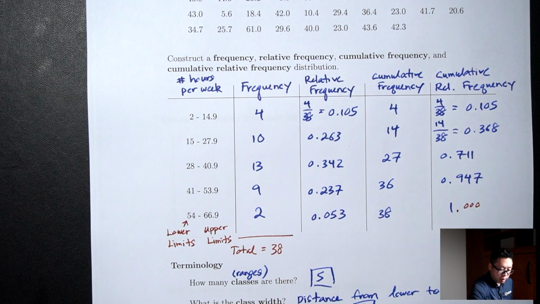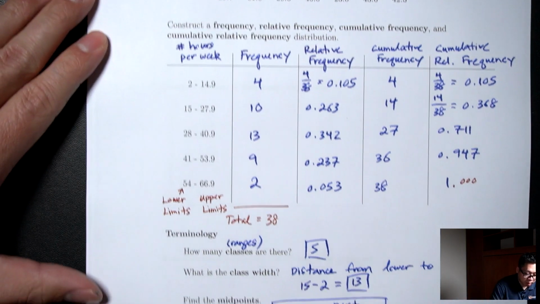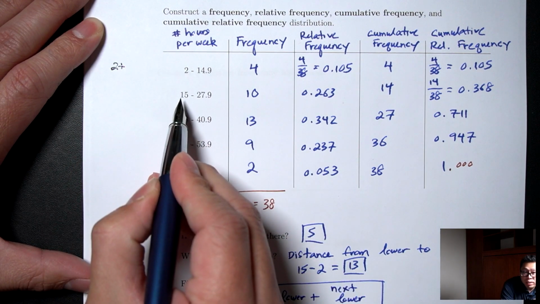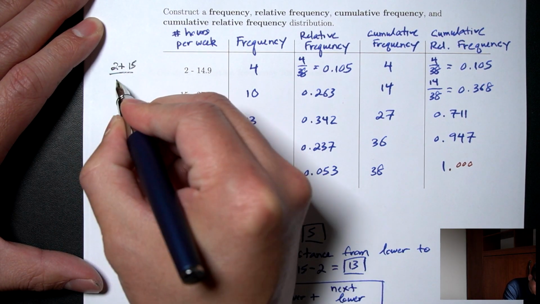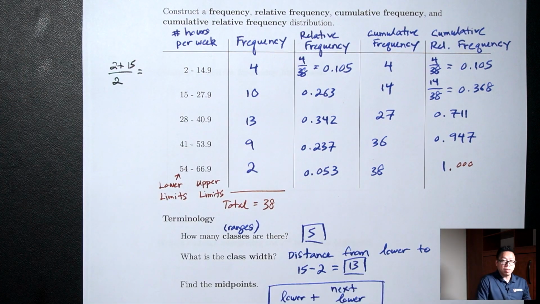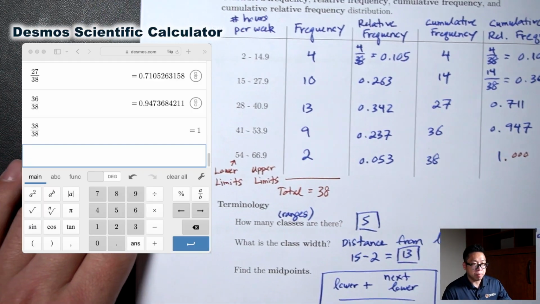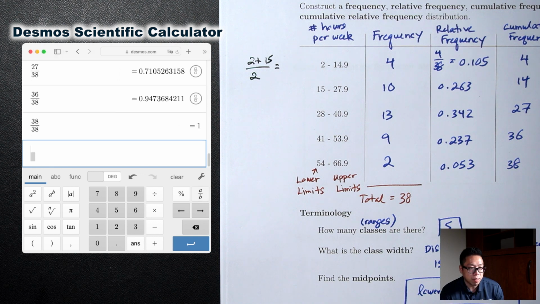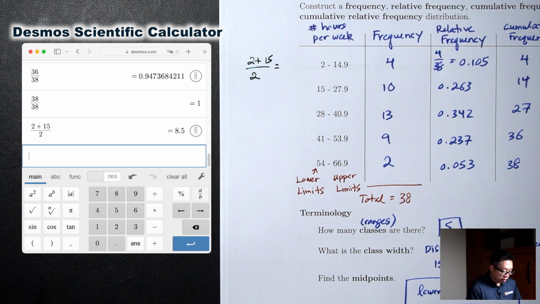The first one, lower plus next lower divided by 2. So that means I'm going to do lower, so 2, plus the next lower, 15, divided by 2. All right, let me take out my calculator. I recommend using the decimal scientific calculator because you can just type it in exactly like you see it here. So I'm going to type in the fraction. There's a fraction button on the right-hand side here. Fraction up top, 2 plus 15, and the bottom, 2. Type it in exactly like you see it here, and I get 8.5.